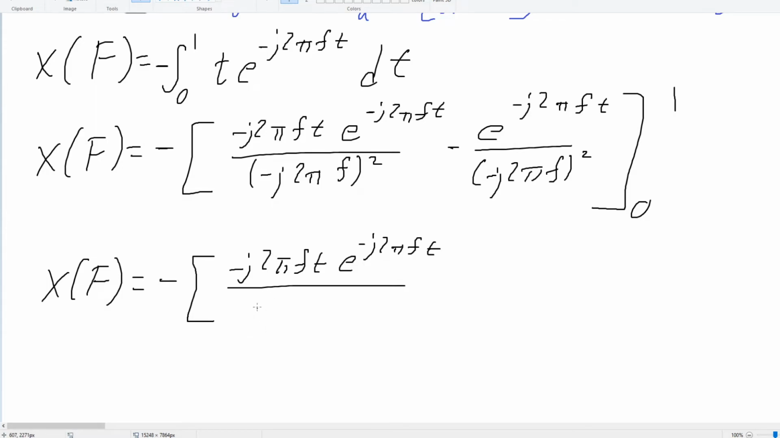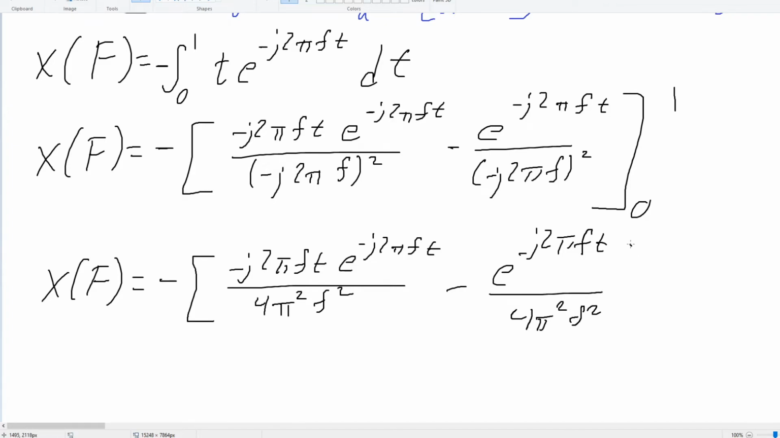2 squared is 4. Pi squared is, of course, just pi squared. And f squared is f squared. Same thing over here. e to the negative j 2 pi f t stays the same. And this is over 4 pi squared f squared. Alright. And of course, you could just write that into this step over here. You don't have to break it down into 2 steps.